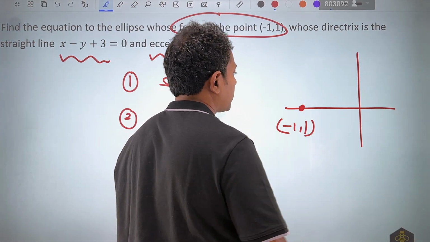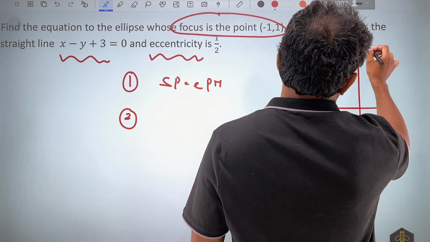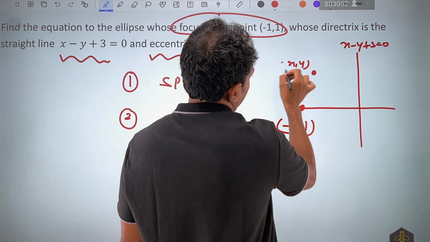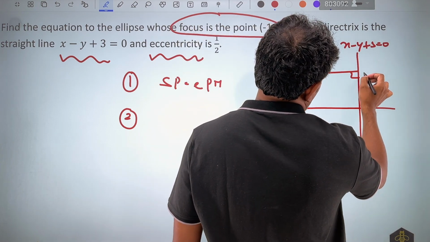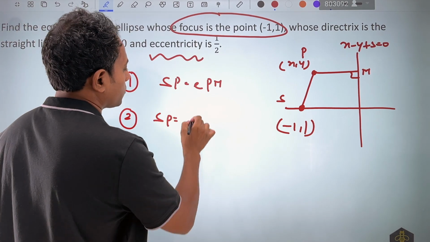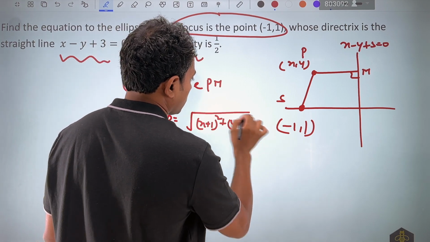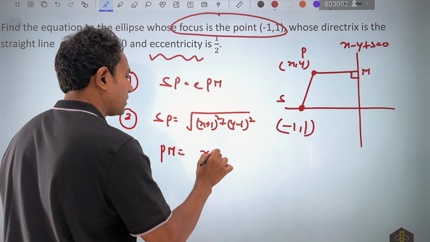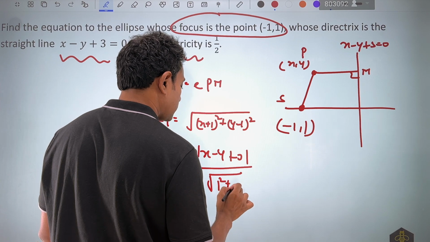I am drawing a very simplistic diagram, and this line I have made in such a manner that it is easy to visualize. So what we are saying is, if I take a general point (x, y), this is my point P, this is S. So we are going to find this SP. We are going to find this perpendicular distance PM. If I find the value of SP, this will become root of (x + 1)² plus (y − 1)². And if I find the value of PM, I will have to use the perpendicular distance formula: |x − y + 3| divided by root of a² plus b².